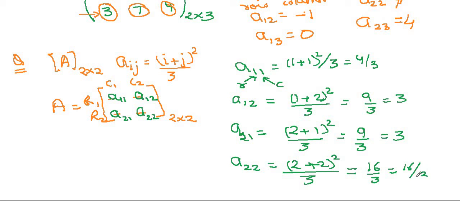So when we have to write the matrix, just see how we write it. Matrix A will be written in any bracket, either round or square. A will be written as a11, whose value is 4 by 3, then a12 whose value is 3, a21 whose value is 3, and a22 whose value is 16 by 3. And the order is 2 by 2. So this is how we can form the matrices.